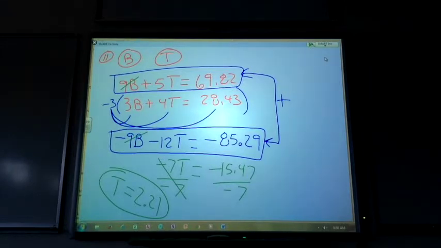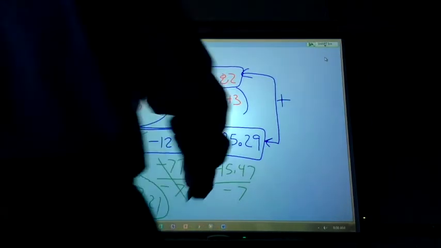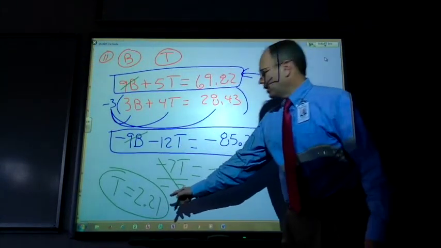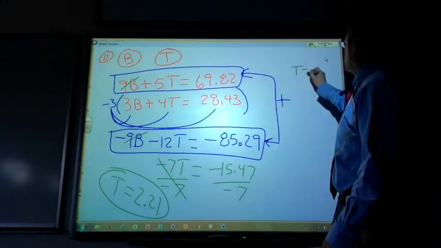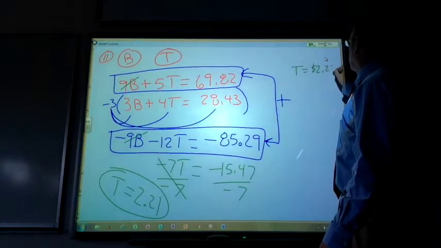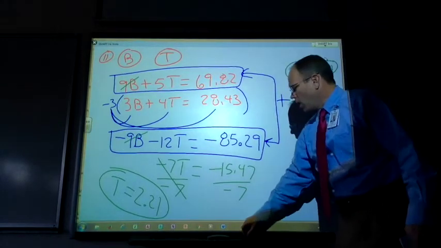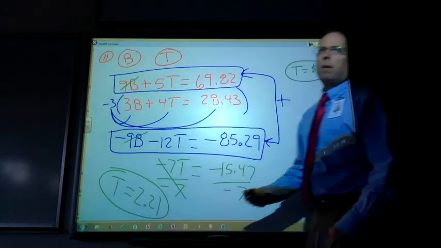Wait. How does this make sense? Does my taco cost 2.21, or did I order 2.21 tacos? That's my cost. Would it make sense for a taco to cost $2.21? Yeah. I think it's a little pricey, but I guess it'll work. Okay, so if my taco costs $2.21, how would I find my burrito cost?